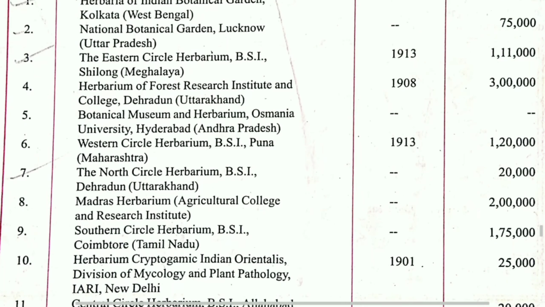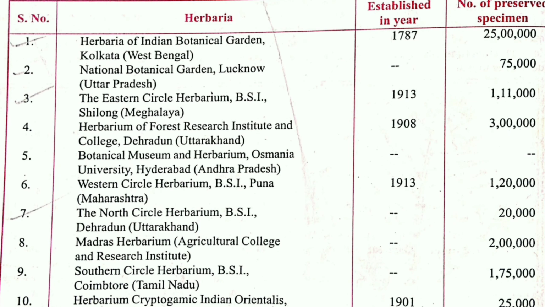Some names of your herbarium, or you can say the botanical garden, are given where these herbaria are going to be preserved. Just go through once, children. Herbarium of Indian Botanical Garden, Kolkata. Then the Eastern Circle Herbarium, BSI, is along. Okay, just go through once.